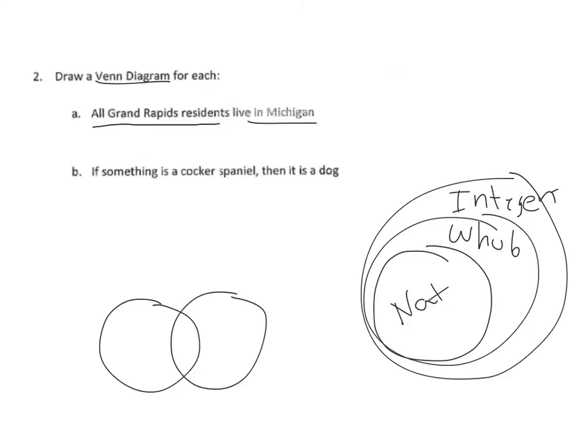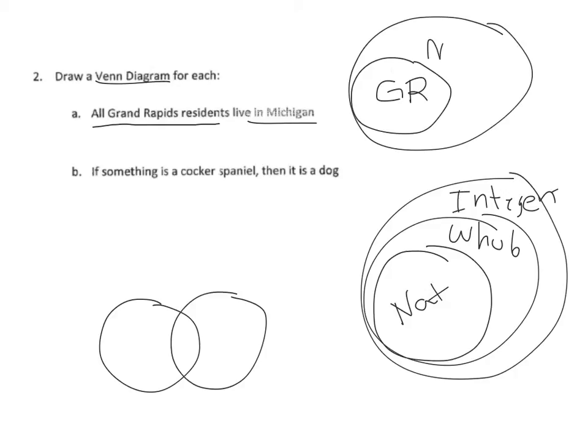I would take both answers. So if everybody in Grand Rapids lives in Michigan, you need to put Grand Rapids on the inside of your Venn diagram and Michigan on the outside. This automatically means that if you live in Grand Rapids, then you're inside Michigan.